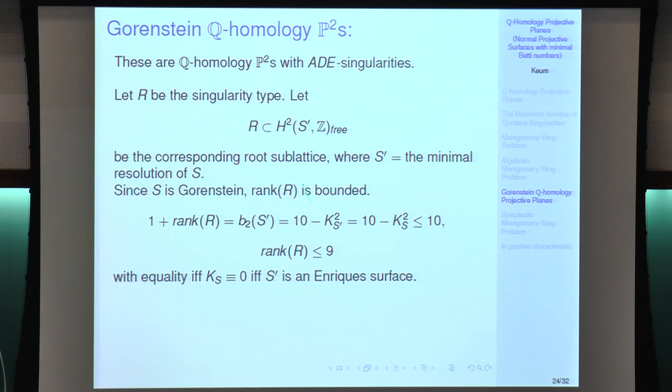But this is Gorenstein, so there's no adjunction correction. So you have 10 minus KS squared. But this number is bounded by 10. So rank R is bounded by 9. With equality if and only if KS is numerically trivial, if and only if S prime is an Enriques surface. In this case, S prime is a genuine Enriques surface, it's not a blow up of an Enriques surface.